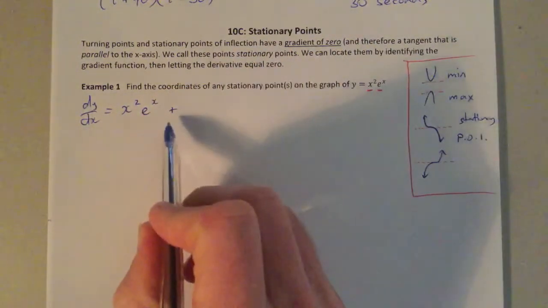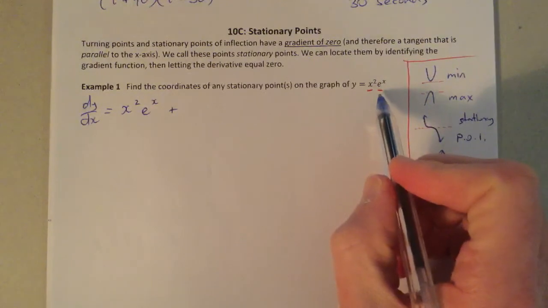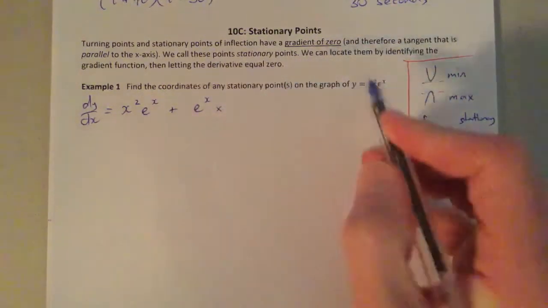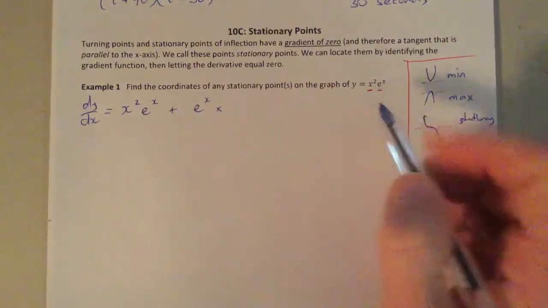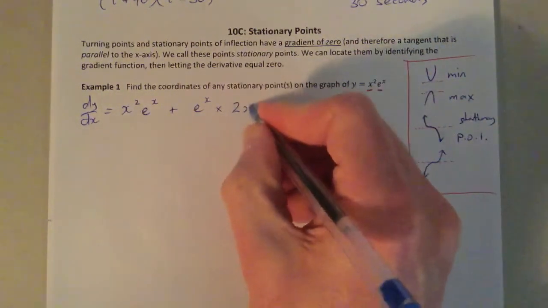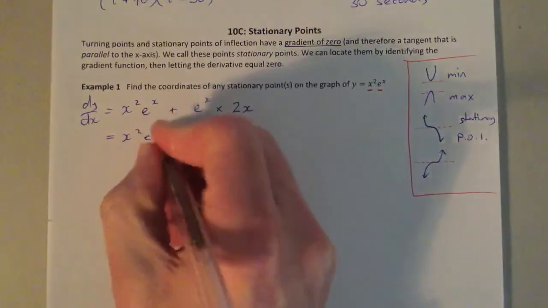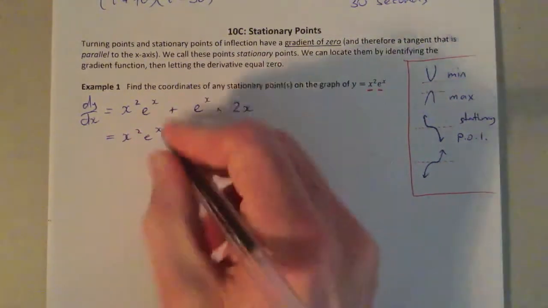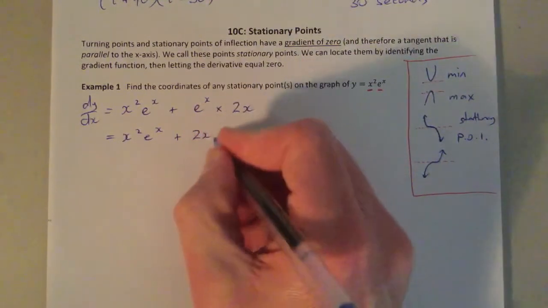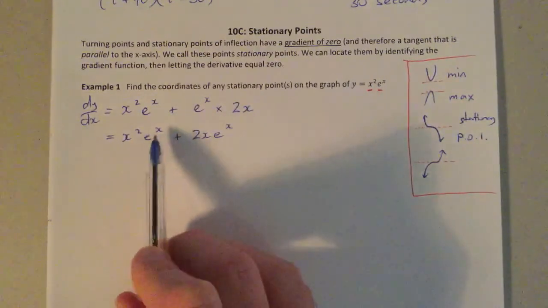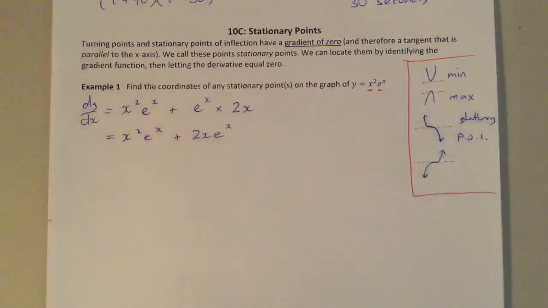And then plus, we put down the second thing, e to the power of x, times the derivative of the first thing. This is just applying the product rule, and the derivative of x squared, of course, is 2x. And so we've got a rule for the derivative that says our gradient at any particular point of x is equal to x squared e to the x plus 2x e to the x.